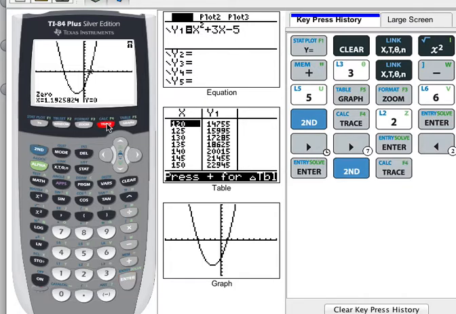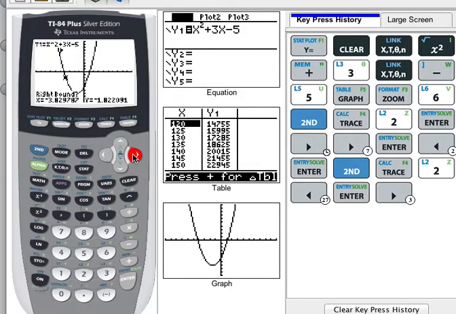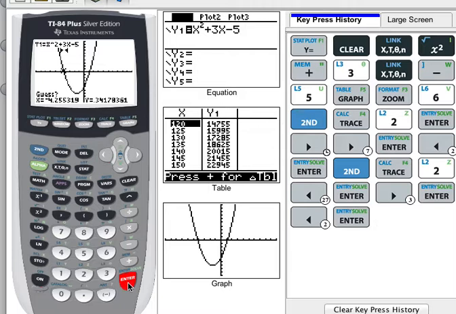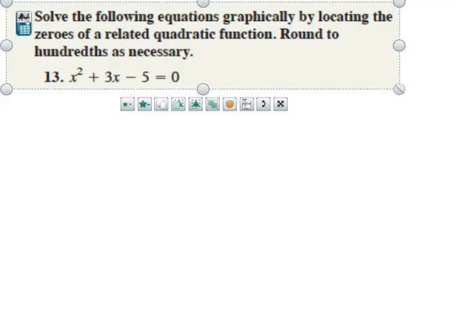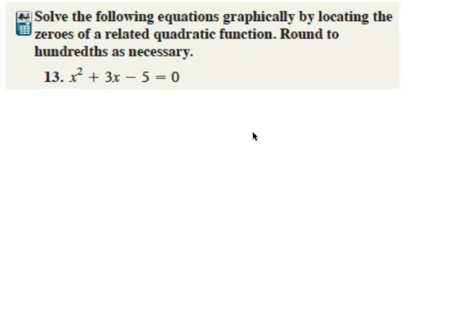Then if you want to find the other 0, do it again. Second trace. The second option is zeros. Get a new left bound. Go left of the other x-intercept. Go right of that x-intercept, and go somewhere in the middle as a guess, and it'll tell you your other 0 is at -4.19. Okay, so that's how we can find it using the calculator, and that'll become kind of a nice, helpful tool for us in the future if we're having issues solving it with the quadratic equation or any other method. So that will help you there, hopefully.